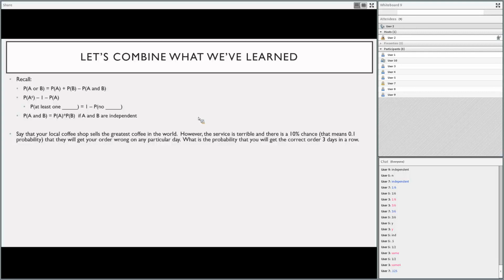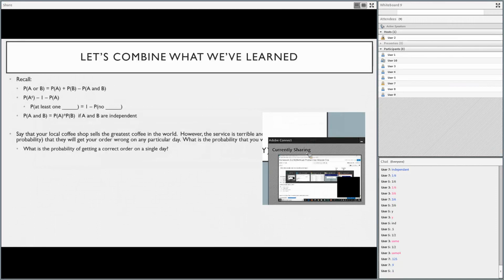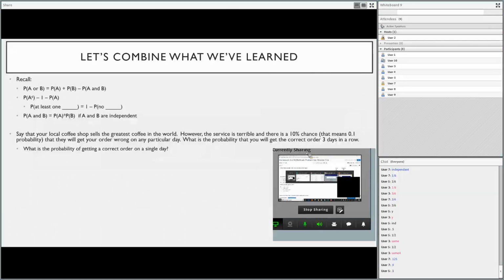Okay, so we're asked here what the probability is to get the correct order 3 days in a row. But before we can start to worry about that, we probably would like to know the probability of getting a correct order on just a single day, right? So what's the probability of getting a correct order on a single day? Anybody know from the wording of the question? So I have 1 vote for 0.9 and 1 vote for 0.1. It's 0.9, right? So it's going to be 0.9.